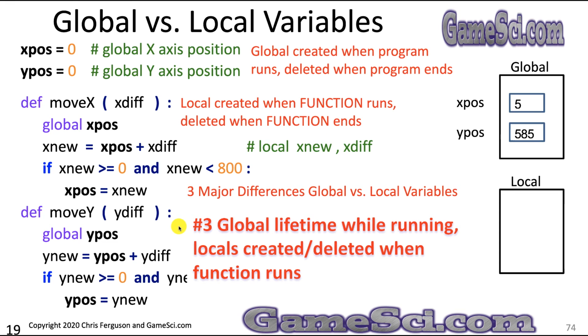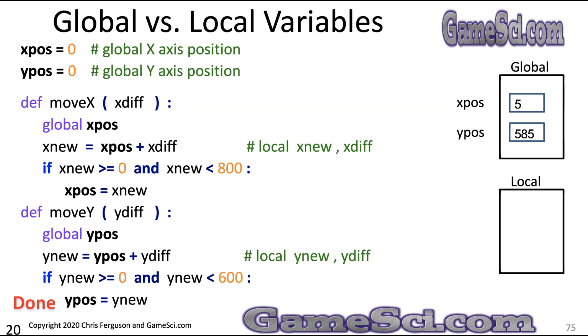The third major difference between global and local variables is what's called the lifetime. The lifetime of the global variable is as long as the program is running. These variables, the globals, get created as soon as you run the program, and they stick around. They stay there. Locals are created and deleted when the function is run. A local does not exist until you run the function, and it disappears when the function is done.